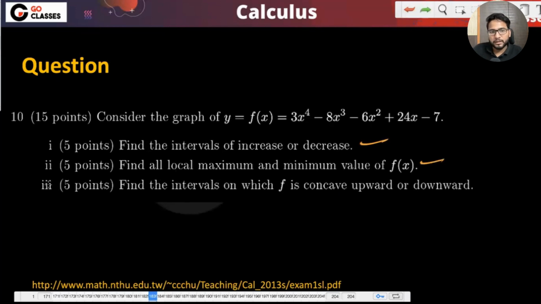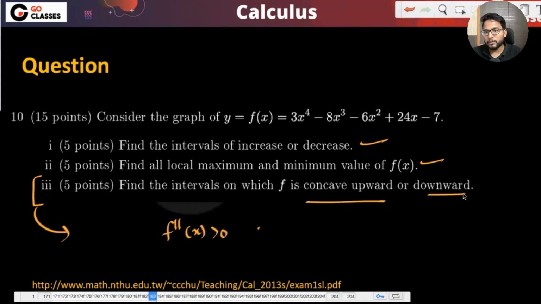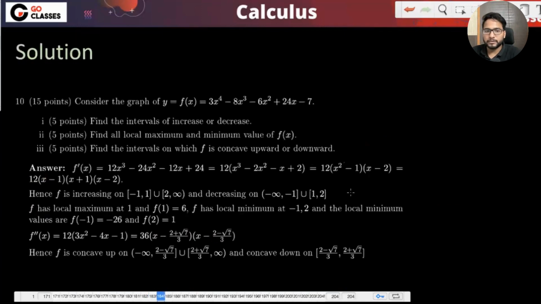So how to do this? Can anyone tell me the approach for this third one? I need to check intervals where f double dash x is greater than 0 for concave upwards, and for concave downwards I need to check where f double dash x is less than 0. So you can do it as in homework. I have the solution on the next page.